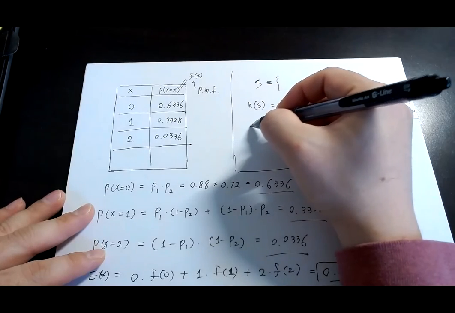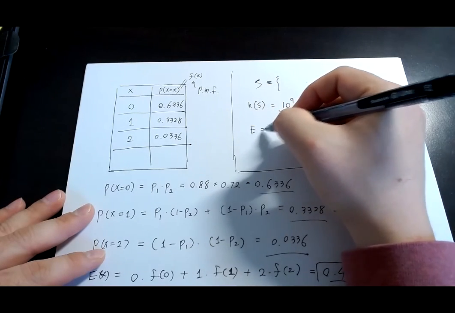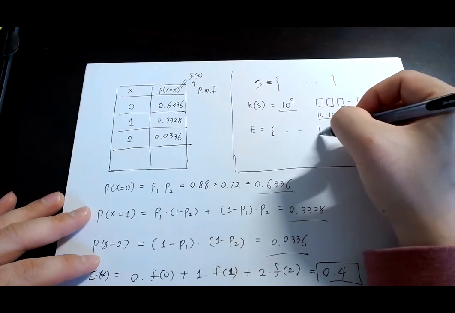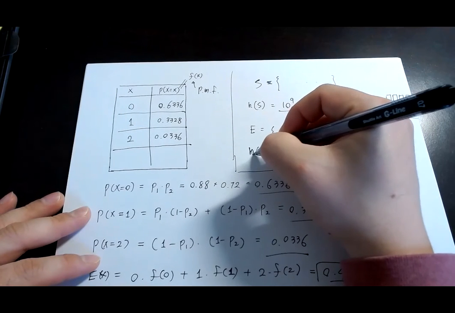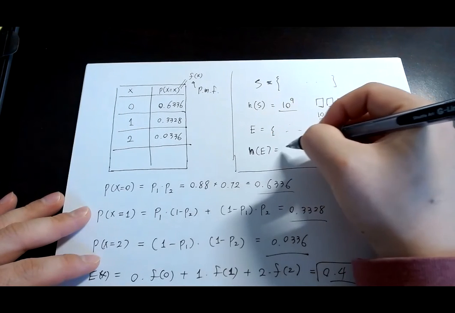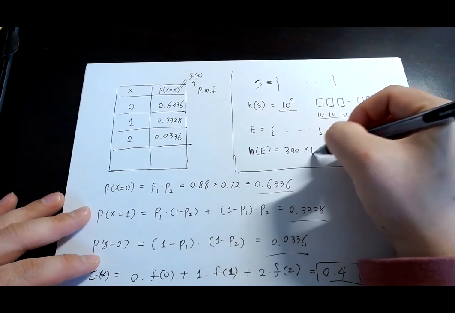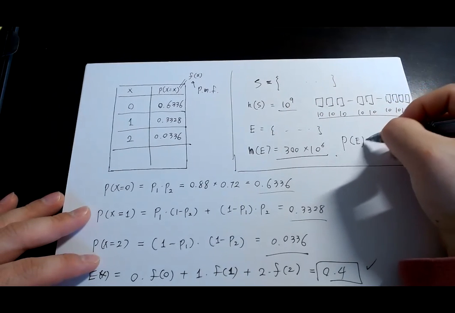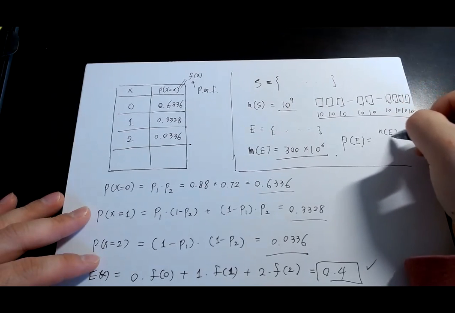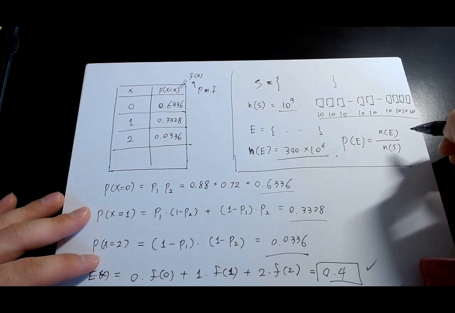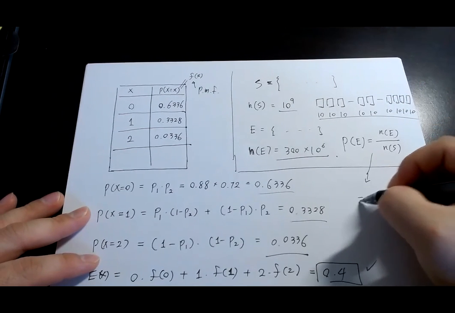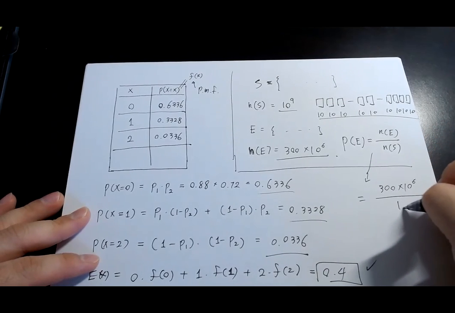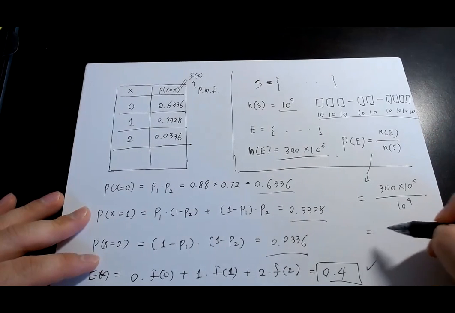Now the event is all the social security numbers in the United States. So n of E is going to be 300 million, which is 300 times 10 to the 6th power. Then the probability of E is n of E over n of S. So this is 300 times 10 to the 6th power over 10 to the 9th power, which is 0.3.